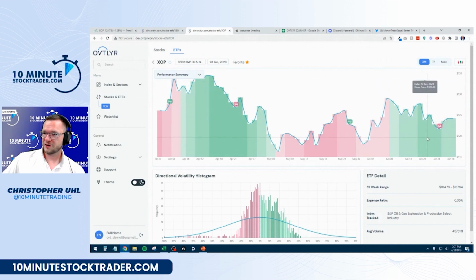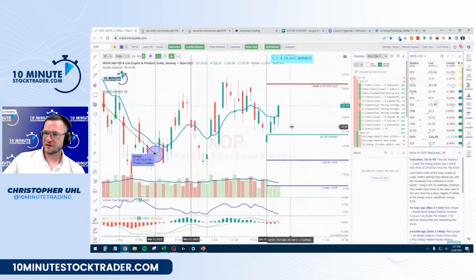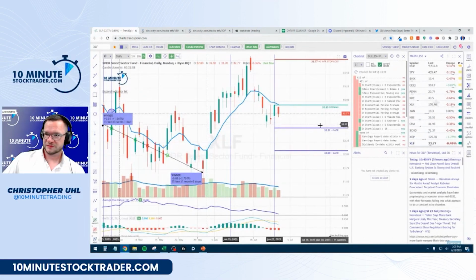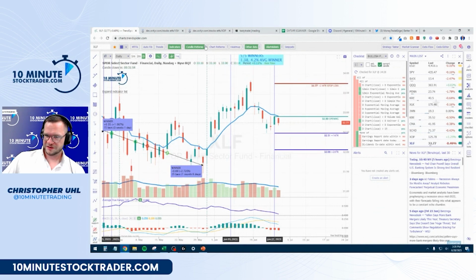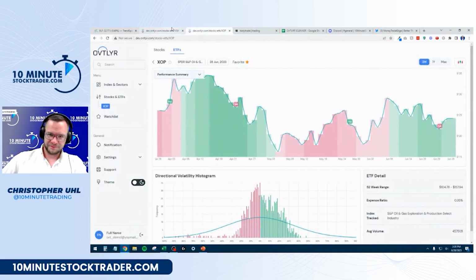Sell point here, going from a little bit darker green to lighter green. Final one, XLF. We put this on yesterday. MACD's good. ATR stop loss, 2 ATR stop loss is good.